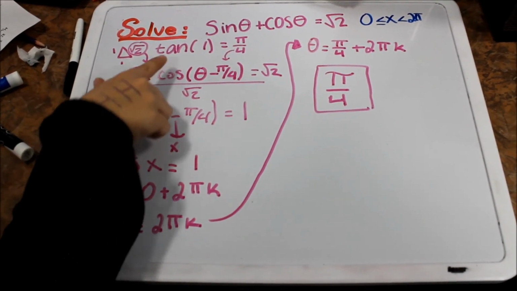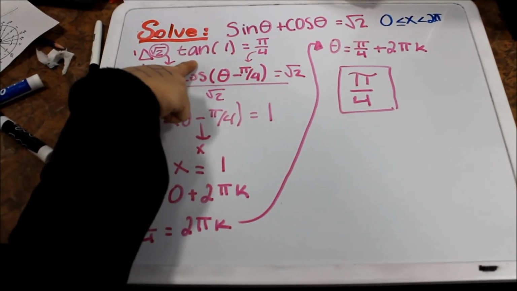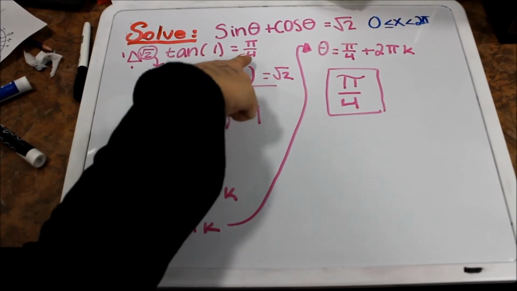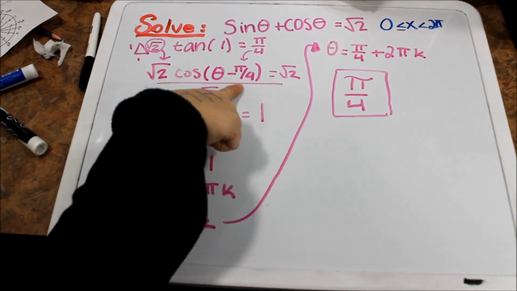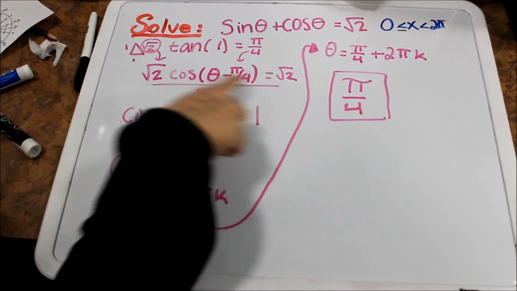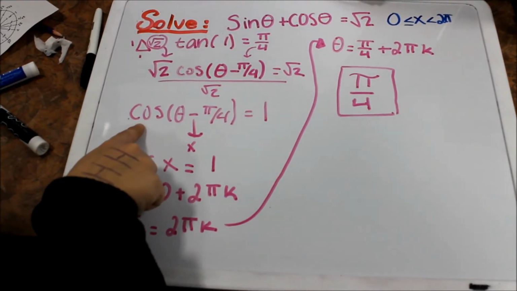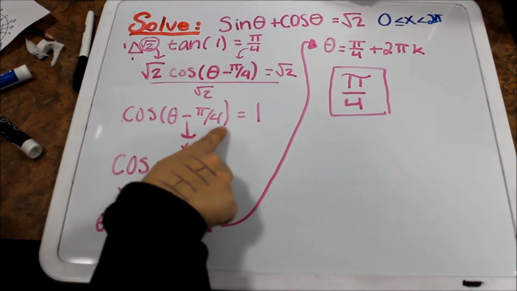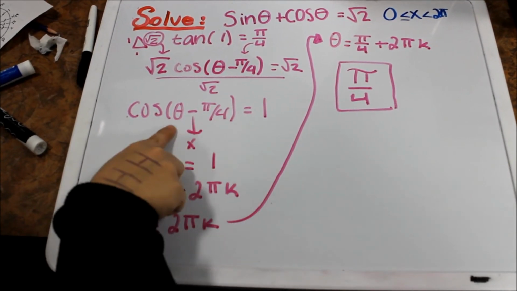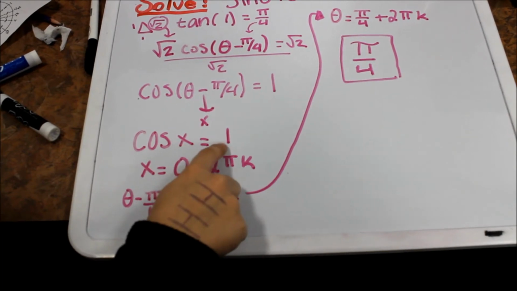Then you have the tangent, the sine over the cosine, which equals 1, and that is pi over 4, so that's how you get your c value. And all of that is equal to square root of 2. So I divide both sides by the square root of 2, and I'm left with cosine of theta minus pi over 4 equals 1. Now I substitute this for x, and so I have cosine of x equals 1.